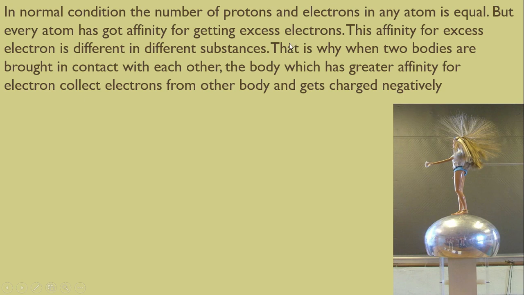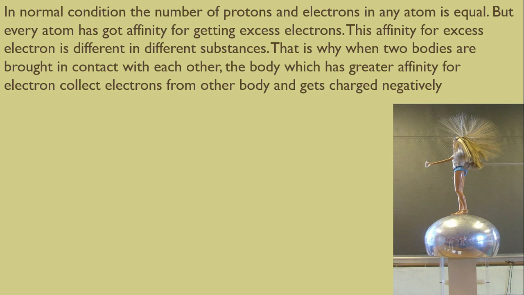In normal condition, the number of protons and electrons in any atom is equal. I have told you earlier. But every atom has an affinity for getting excess electrons. This affinity for excess electrons is different in different substances. That means different substances have different electron affinity.